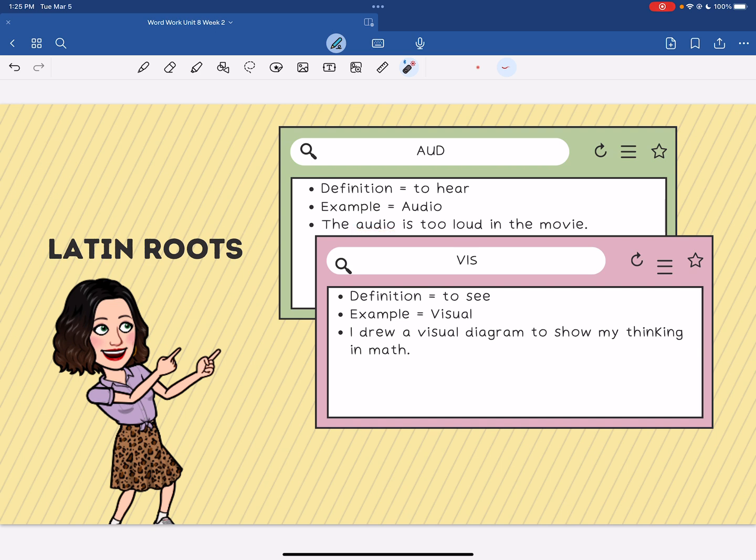The second root word we're going to talk about is vis, as in see. An example of vis is visual, where you see the root word in the very beginning of the word. An example sentence is, I drew a visual diagram to show my thinking in math. So the first word we're talking about is aud, as in to hear, and vis, as in to see.